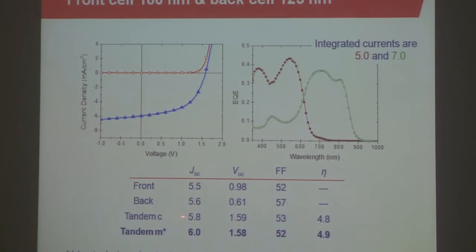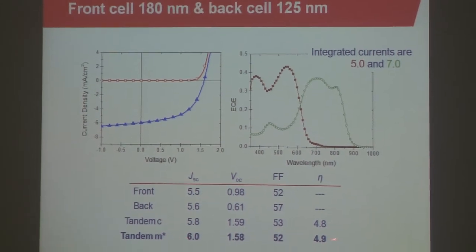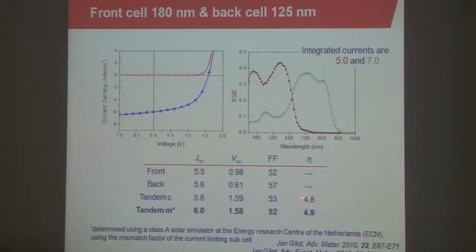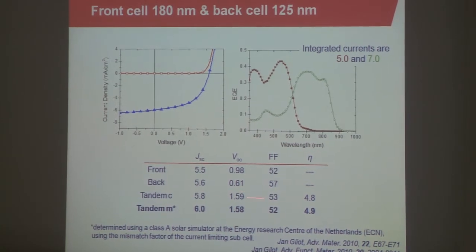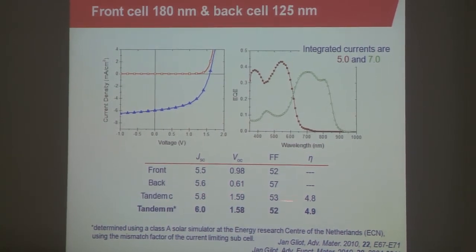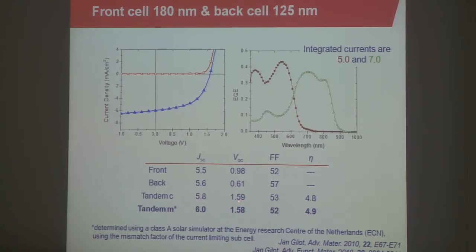So we measured a tandem cell of close to 5%, whereas these were the values that we predicted that this cell would give at these thicknesses. So you see that the correspondence is quite good. It's a working tandem cell. It gives the right open circuit voltage, the right fill factor, the right efficiency.